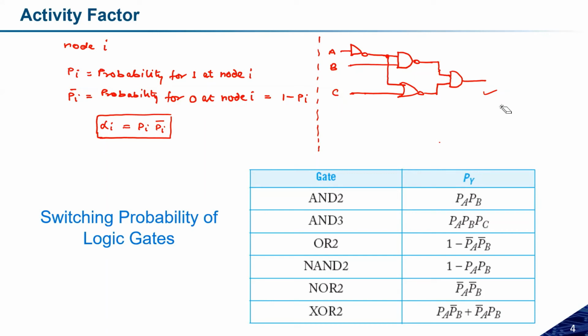So try to solve this circuit. Let us assume A, B, and C, the probability of logic 1 is 0.5 for all. Then try to calculate the switching probability P of Y of this circuit. Do it at home, and in case of any doubt, ask.